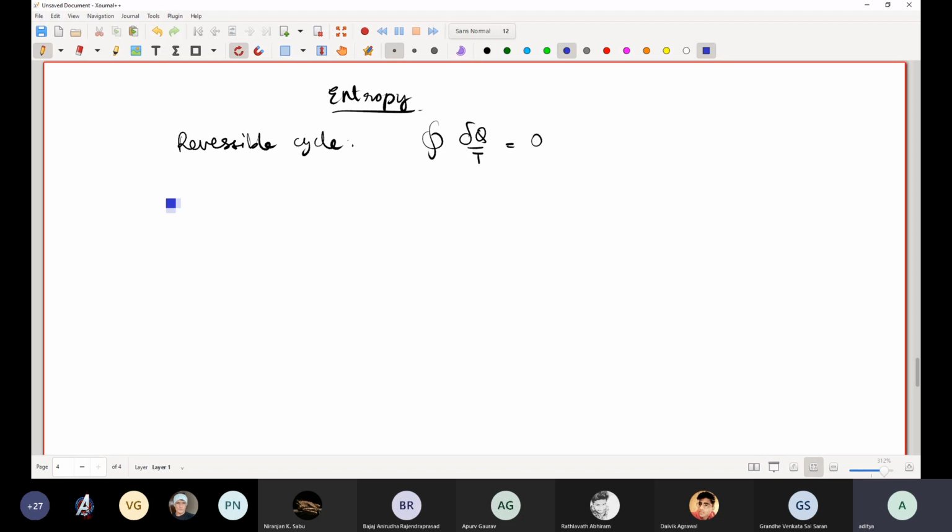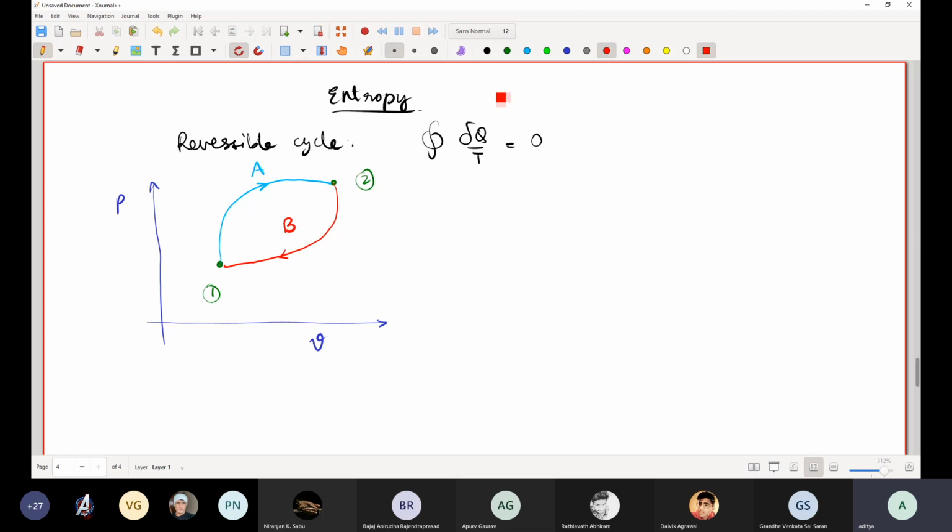Now let us consider the following plot. It can be in any plane, it doesn't matter. We can do it in the PV plane. Let us say you have point 1 and point 2, and you go from point 1 to point 2 in process A. You can come back from point 2 to point 1 through process B. Alternately, you can have a process C by which you go from point 1 to point 2. But regardless of that, you can come back from point 2 to point 1 using process B.